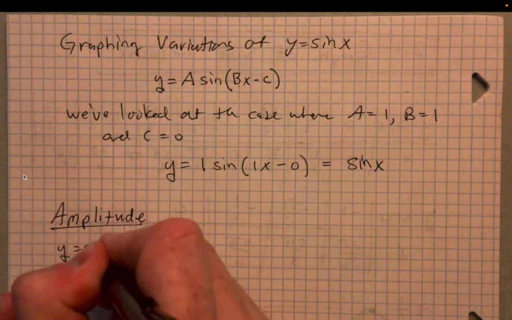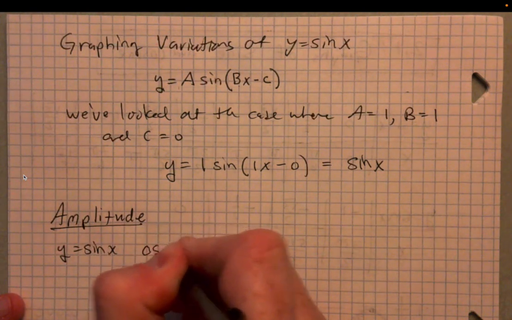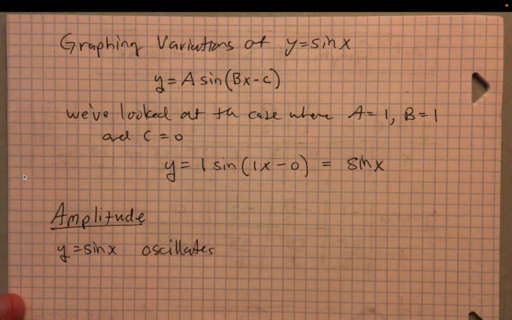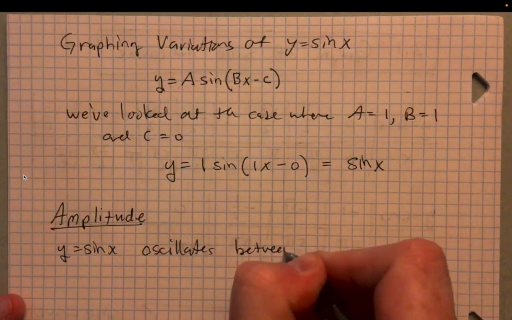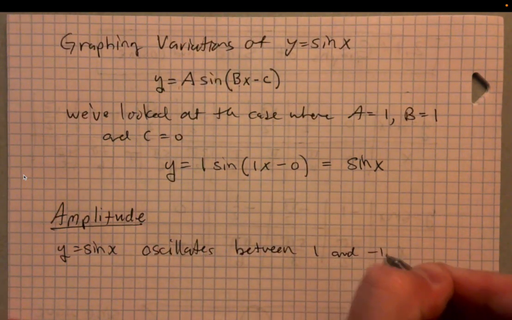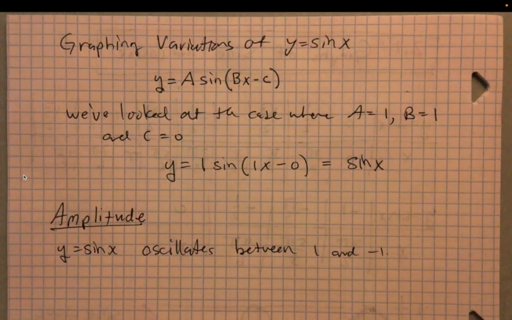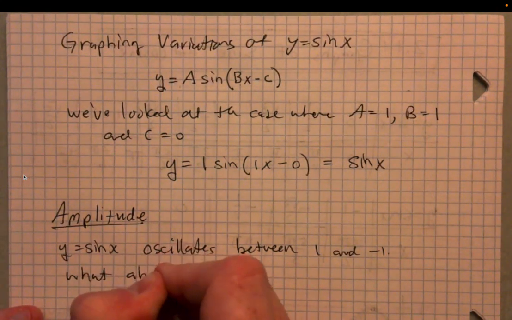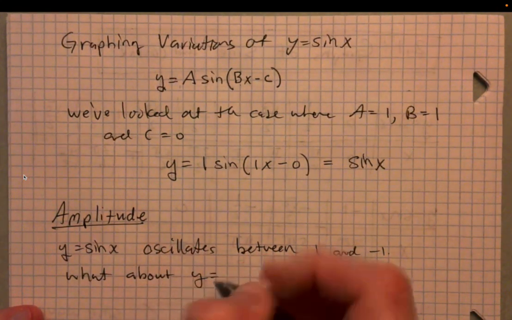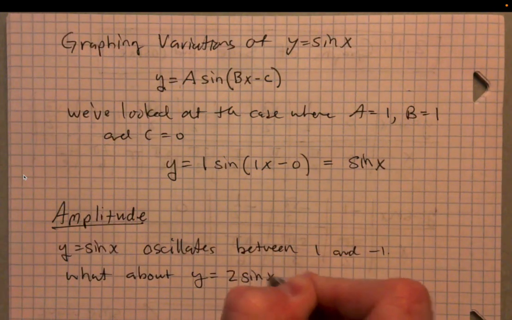So we saw that already. Y equals sine of x oscillates. That means it goes back and forth between 1 and -1. Okay. However, what happens when we consider something like this? What about y equals 2 times the sine of x?